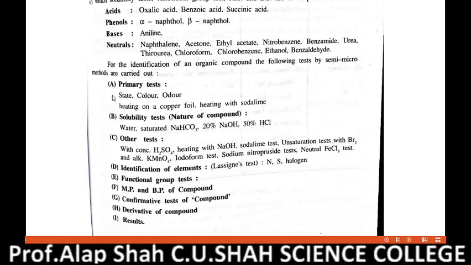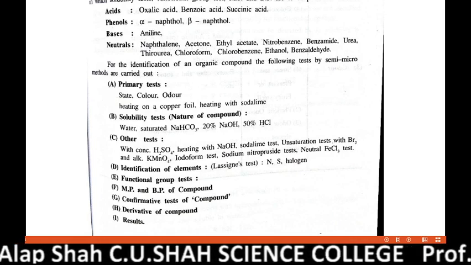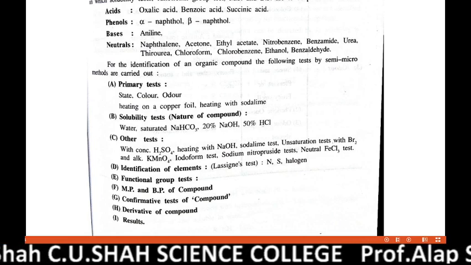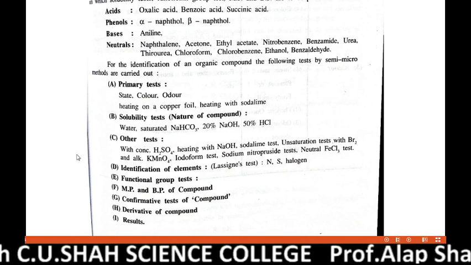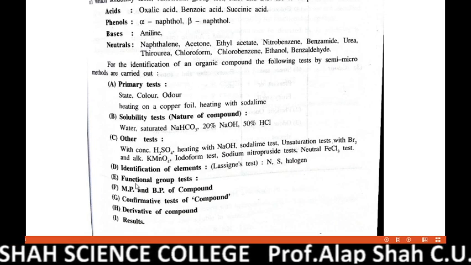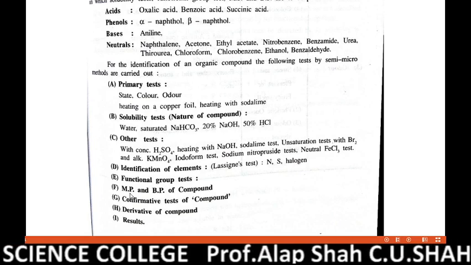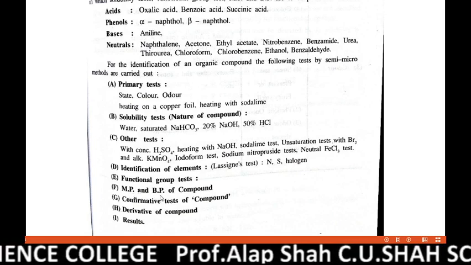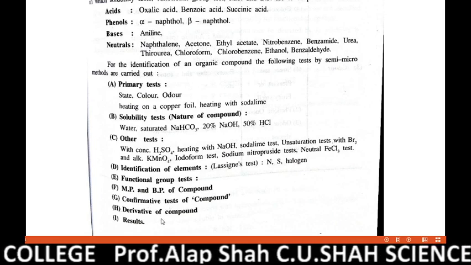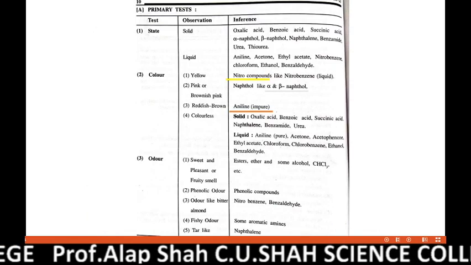This is the format. Now students are familiar with qualitative analysis of organic substances in 11th and 12th standard, but this is the format in which you have to perform the primary test, solubility test, some other tests, identification of elements which is called Lassaigne's test, identification of the functional group, test for the solid compound, measurement of melting point, and for the liquid compound, measurement of boiling point, confirmative test of the compound, and result. So this is the sequence in which you have to perform the tests.